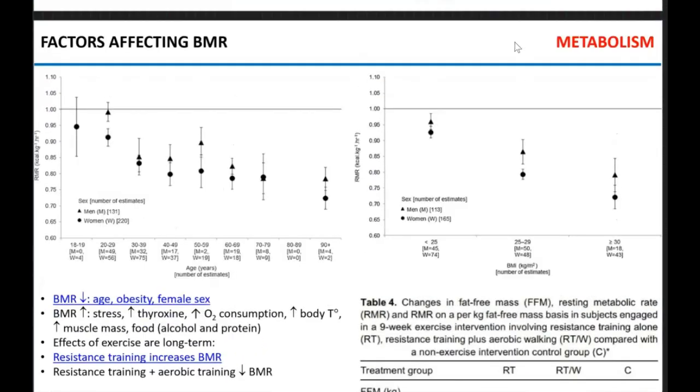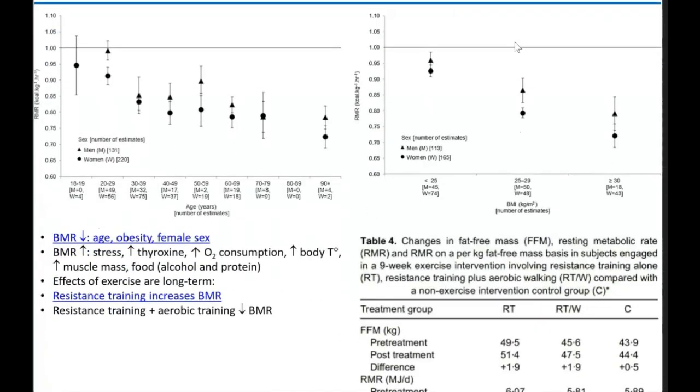So, what affects your basal metabolic rate? These graphs illustrate, first of all, the age differences and BMI differences. So, what reduces your basal metabolic rate? The older you get, the lower it is. It starts declining about the ripe age of 30 to 35. Increased percentage of fat, obesity, and females have a lower metabolic rate.